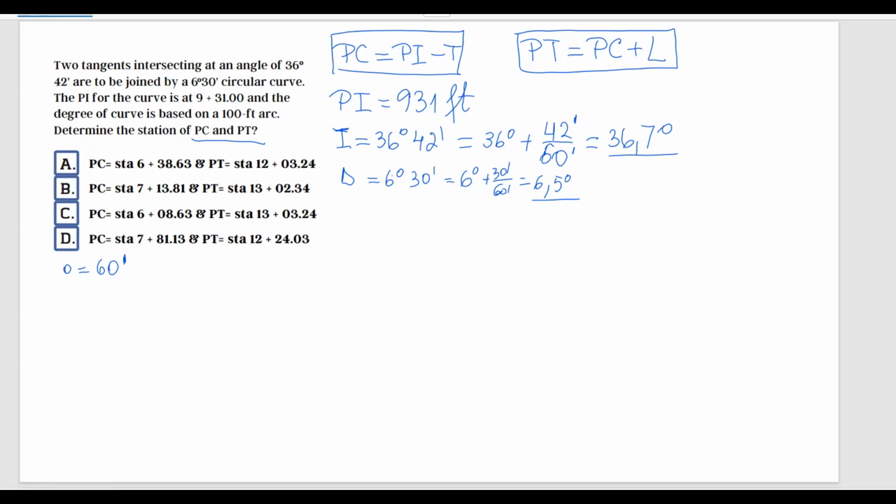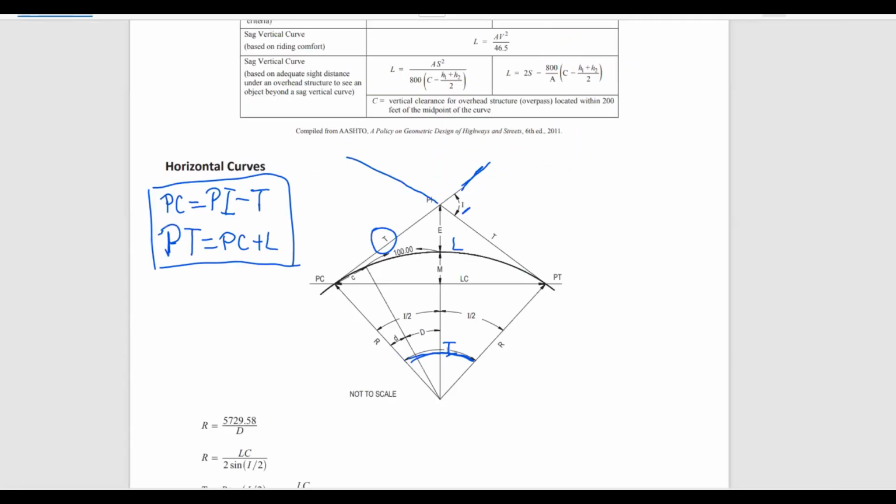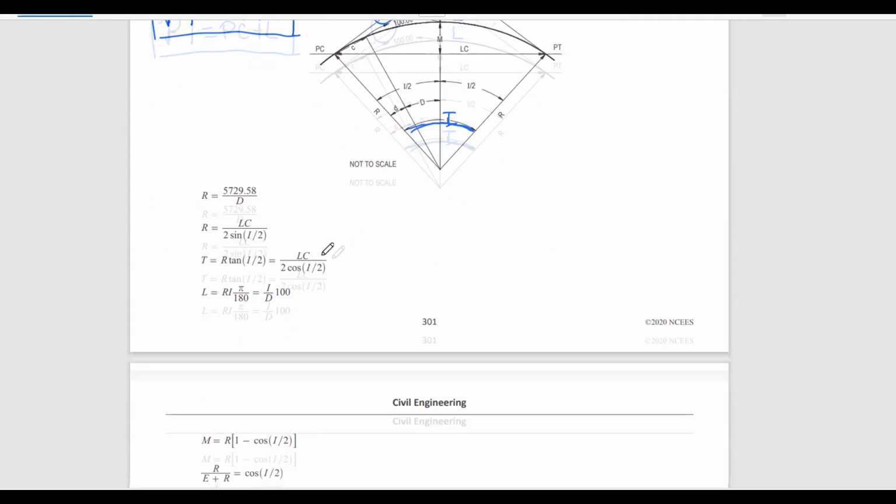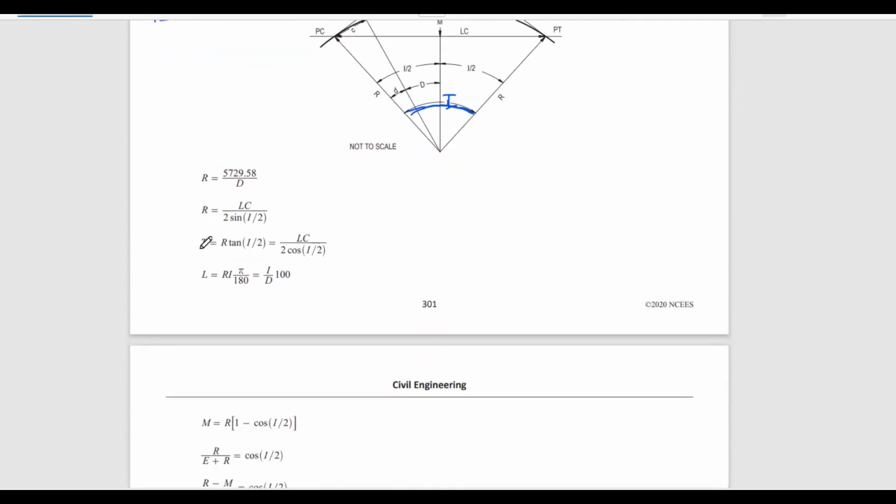Let's see, how can we find the tangent, right? In order to calculate PC, I have PI, and I need the tangent. Going back to the FE handbook, you'll notice here we have this formula for tangent, and we can use tangent equals R, which is the radius. This is the radius over here. Tangent of the angle I, which we have, over 2.